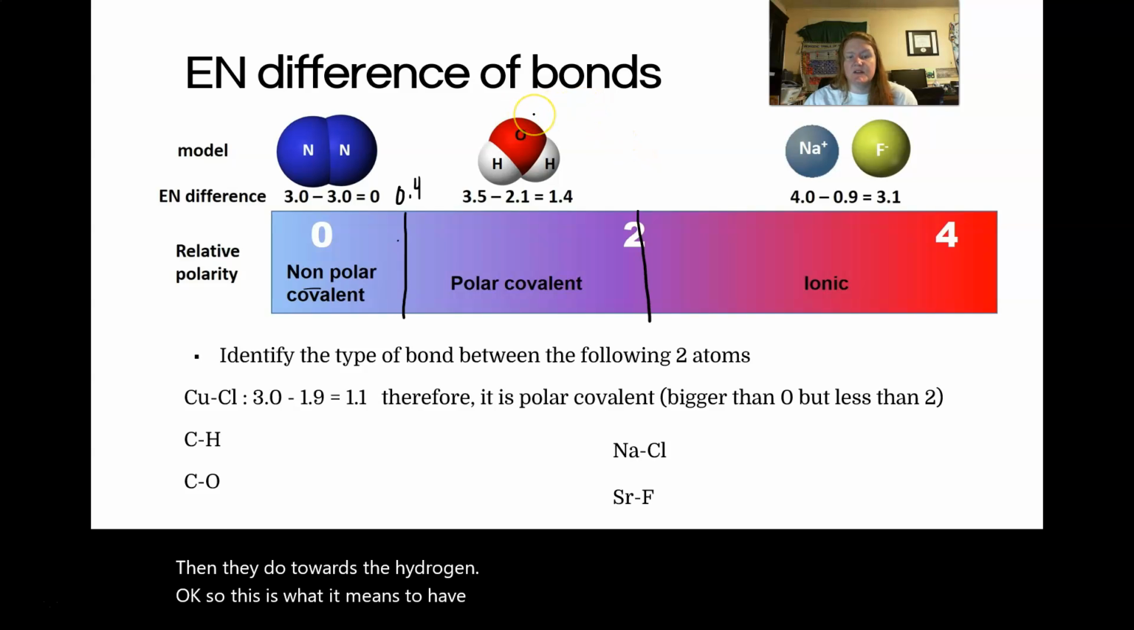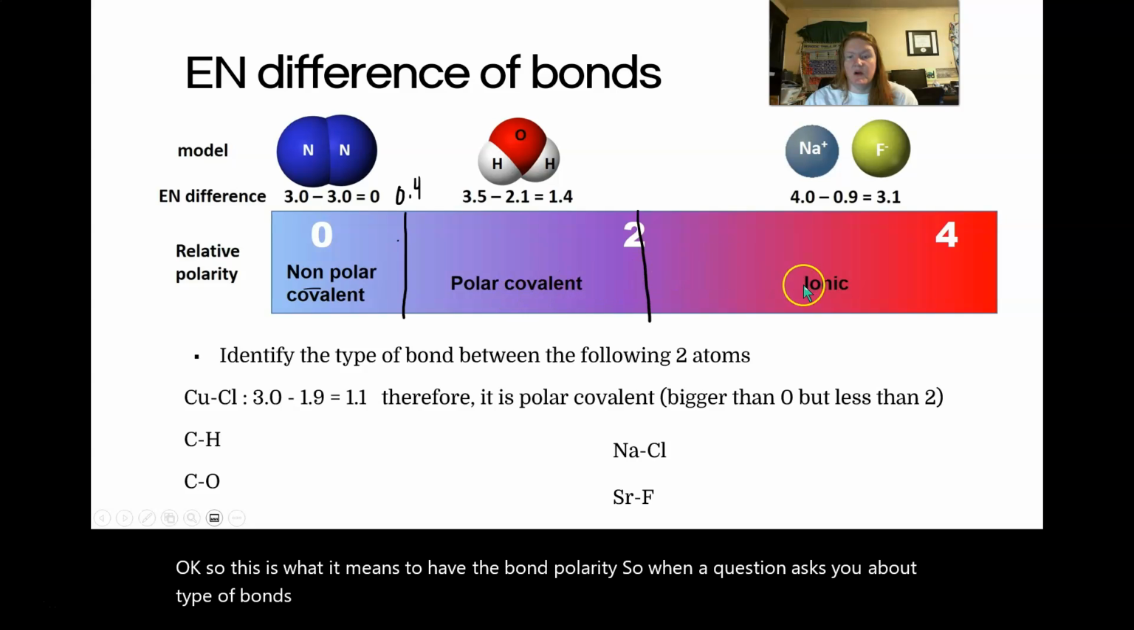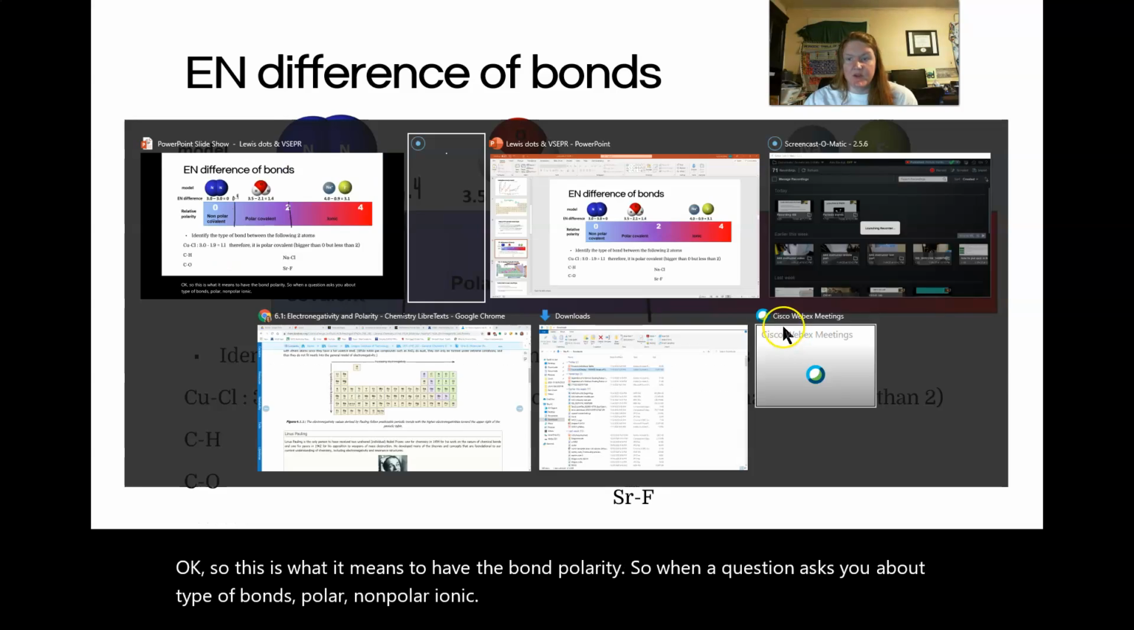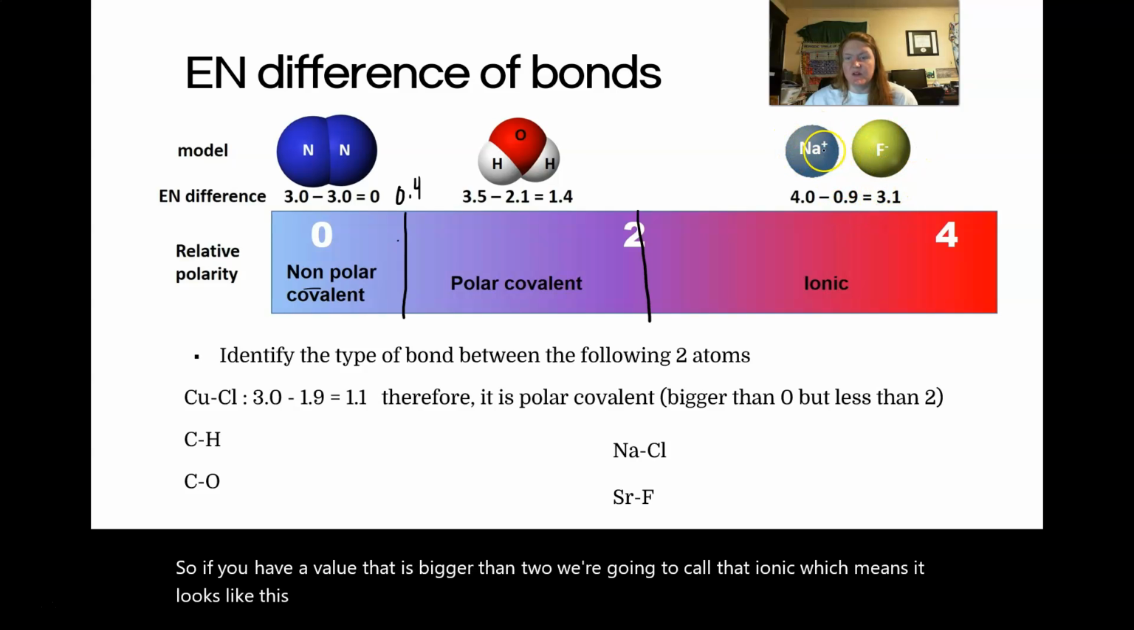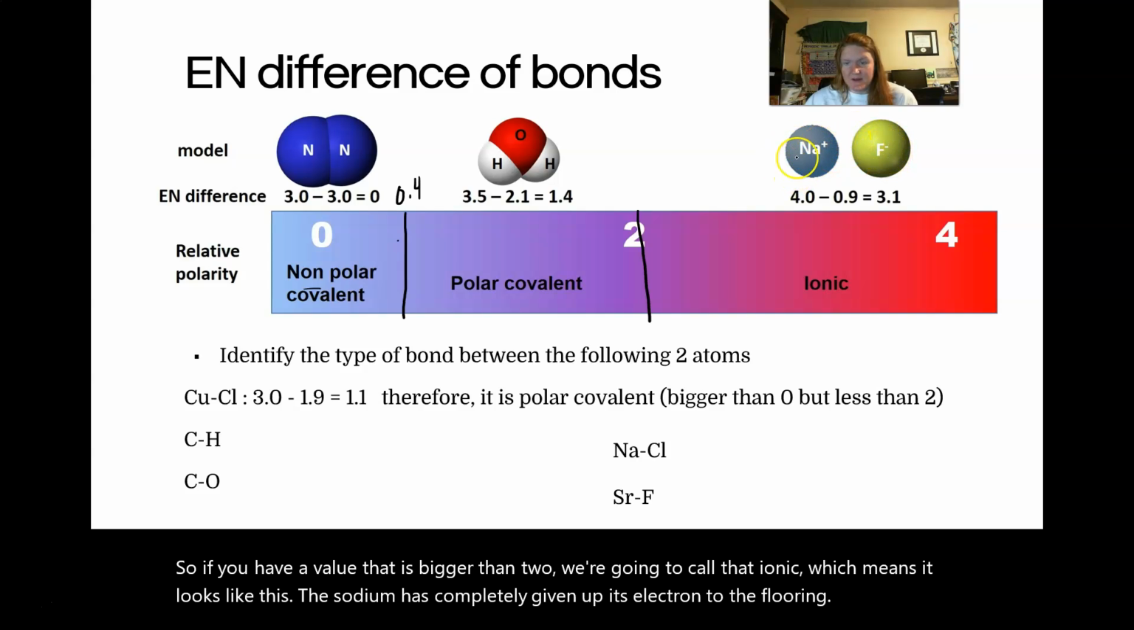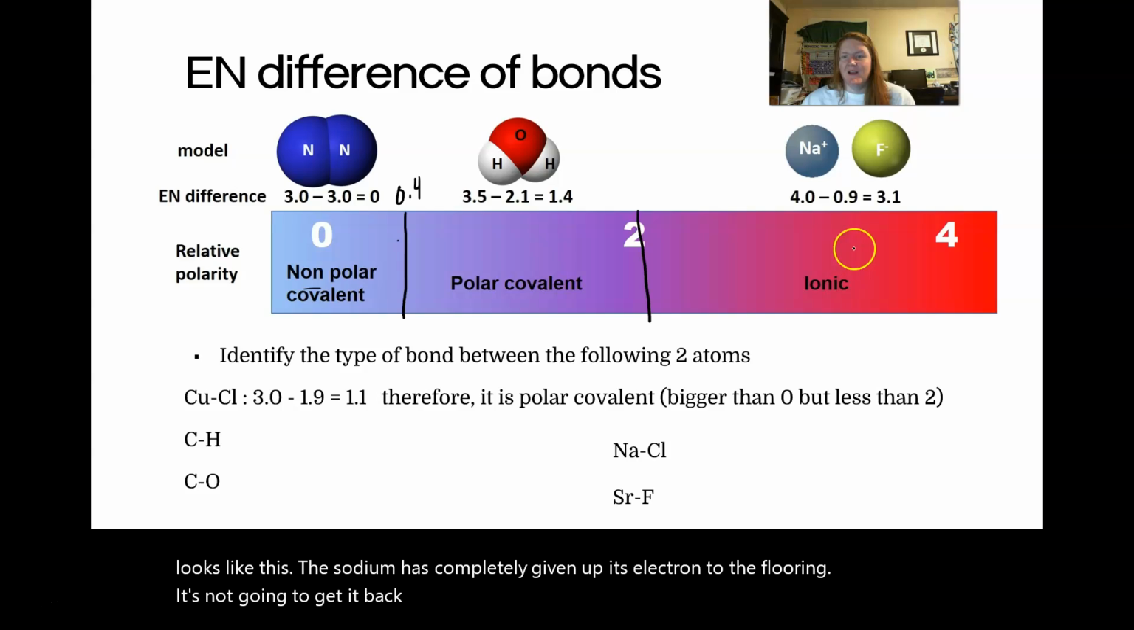So when a question asks you about type of bonds, polar, nonpolar, ionic bonds, you want to use electronegativity. So if you have a value that is bigger than 2, we're going to call that ionic, which means it looks like this. The sodium has completely given up its electron to the fluorine. It's not going to get it back. They're separate particles now, and that's what an ionic bond looks like.